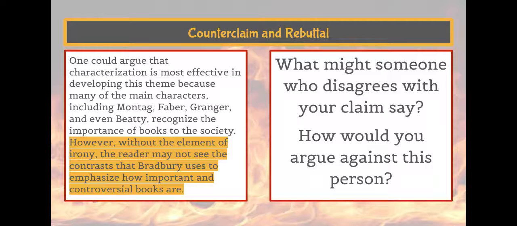Now, we're going to focus on addressing the other side, the side that's in opposition to yours. A counterclaim is what someone would say who has a different opinion about a topic than yours. In other words, someone that disagrees with your claim. What might someone say that disagrees with your claim? The rebuttal is your argument against this person, explaining why your side, your opinion, your claim is correct.